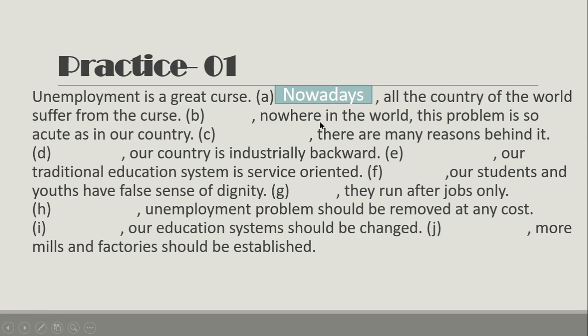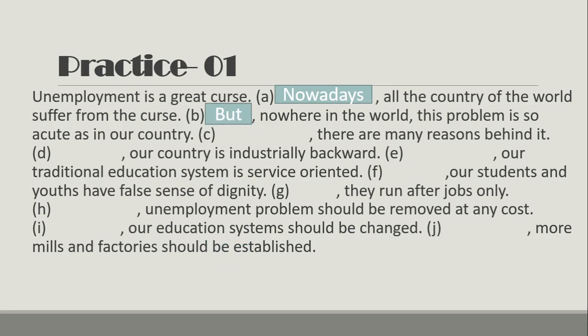Dash nowhere. So we can say the sentence is going as an opposite sentence. You see, nowadays all the country of the world suffer from the curse. Nowhere in the world this problem is so acute as in our country. So this sentence is opposite to the first one. So here we will use the connector but. But nowhere in the world this problem is so acute as in our country.